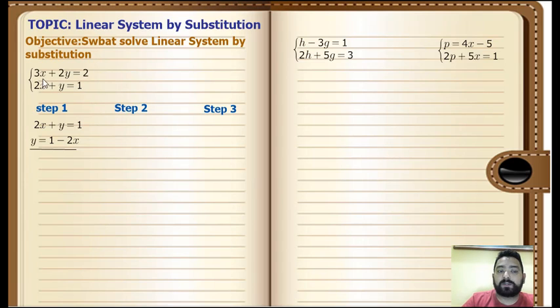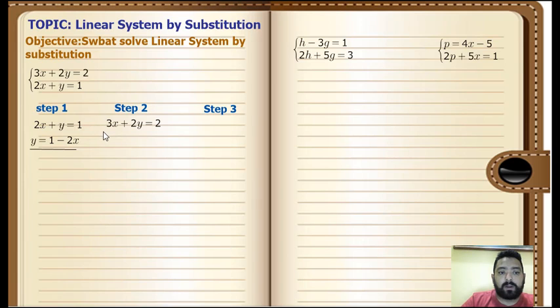In the second step, you have to take the other function. Remember, in the first step we take the second one, but in the second step we are going to take the first one. We are going to write first the function: 3x plus 2y equals 2. And then remember, here we have the value for y. So this value, we are going to replace in this one. Instead of y, you are going to write 1 minus 2x.